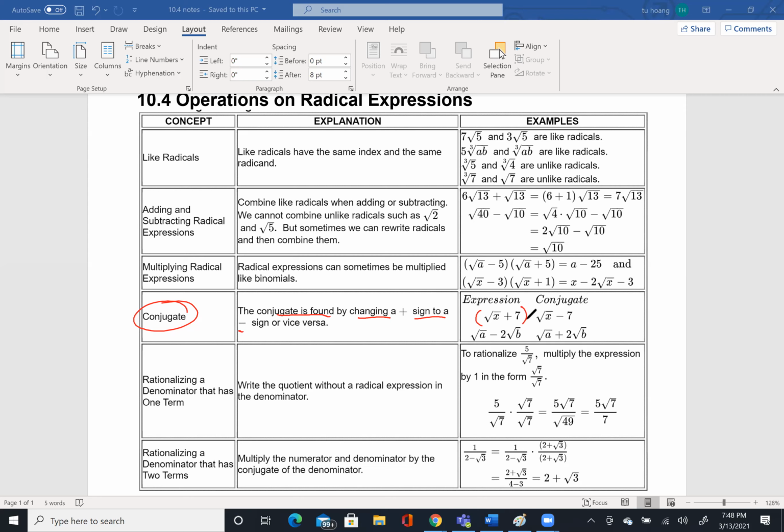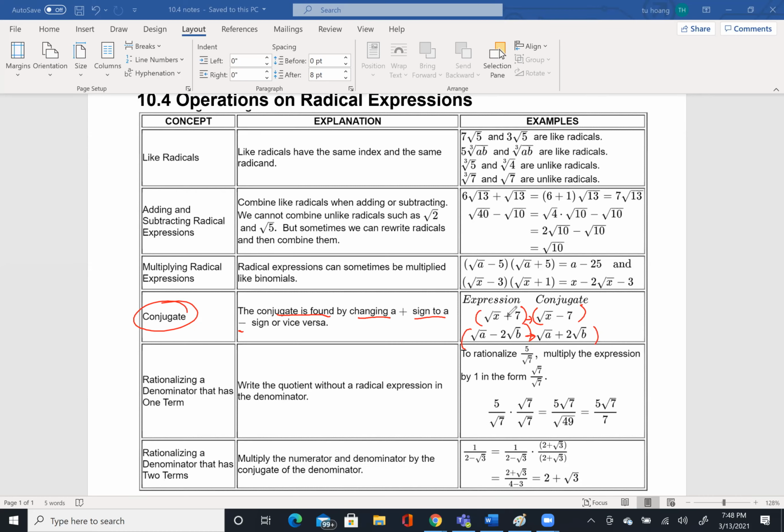It's kind of easy. So for example, I have square root of x plus 7. What is the conjugate of that? It is square root of x minus 7. And what about square root of a minus 2 square root of b? What is the conjugate of this? You're going to have square root of a plus 2 square root of b.